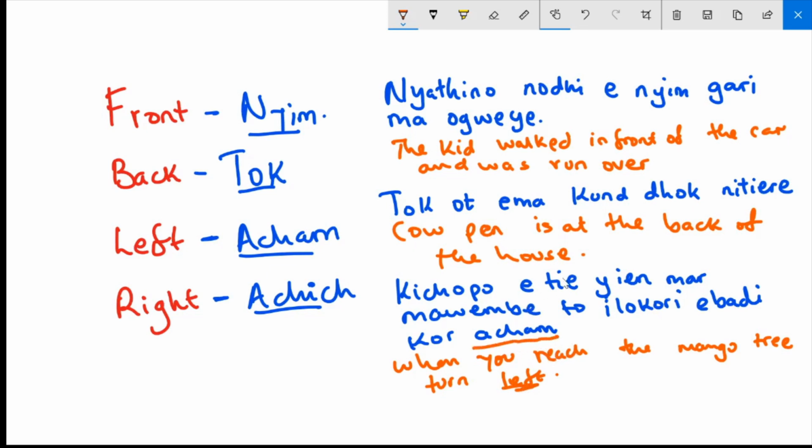Okay, so that's all about direction. Remember we talked about north, east, south and west. North is Masawa, east is Ugwe, west is Imbo, and south is Milambo.